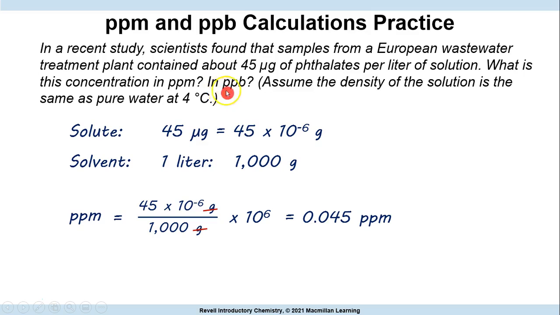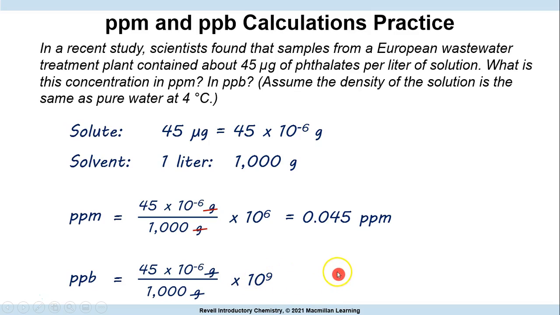Now what about parts per billion? For parts per billion, instead of 10⁶, we are going to have 10⁹. So we see here that for parts per billion, it's going to be 45 times 10 to the minus 6 divided by 1000 times 10 to the 9. That gives us a value of 45 parts per billion.